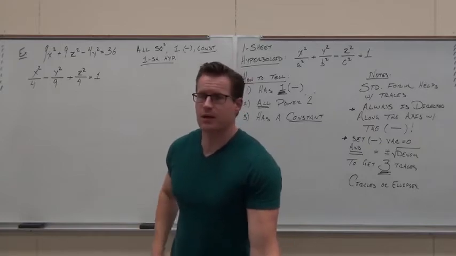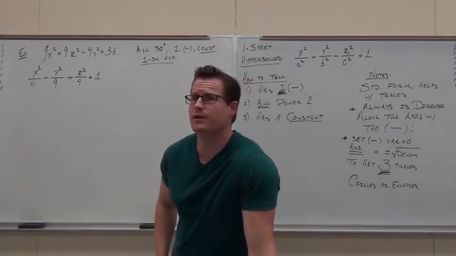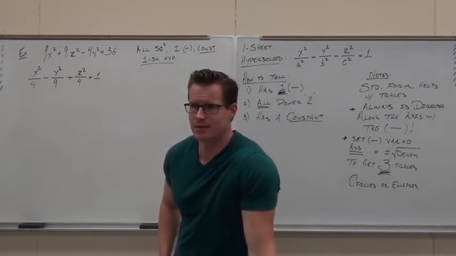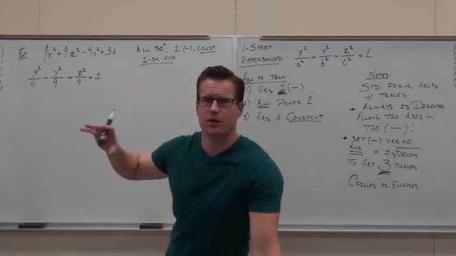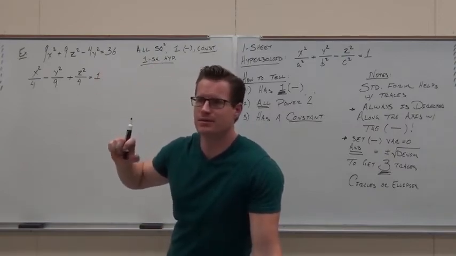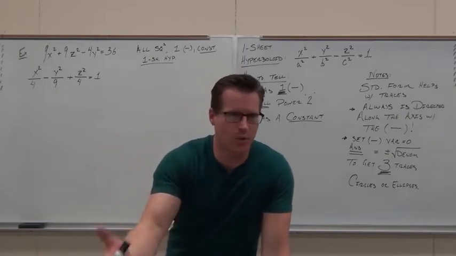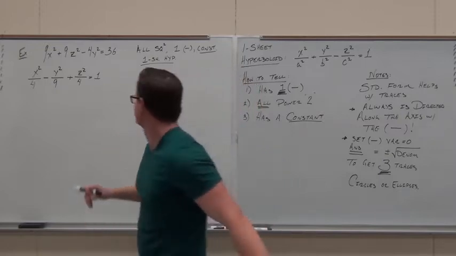Now, let's write at least one thing down. What axis does this one-sheet hyperboloid travel along? Y. Yes, this goes along the y. Why does it go along the y-axis? It's the negative variable.